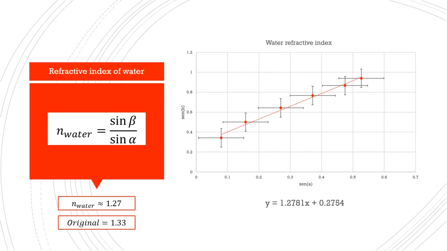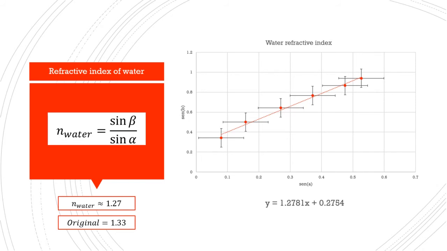So here's the graph, and the graph is made with the sin of B values on the y-axis, and the sin of A values on the x-axis. As you can see, we have a straight line, and the equation for this line is given by this function, which is 1.27x plus 0.2754. So from this, we can say that the slope of this line is going to be our refractive index for the water found.